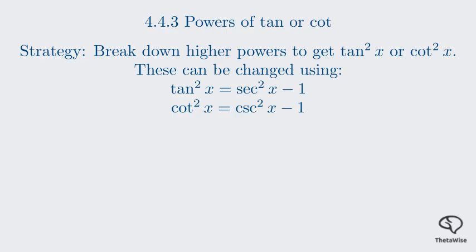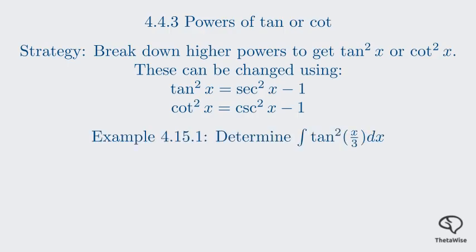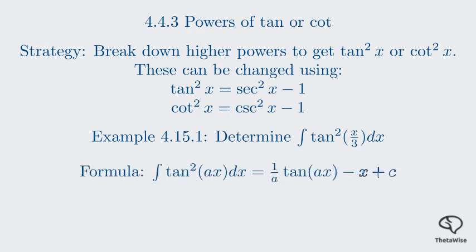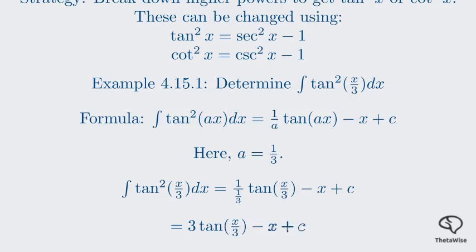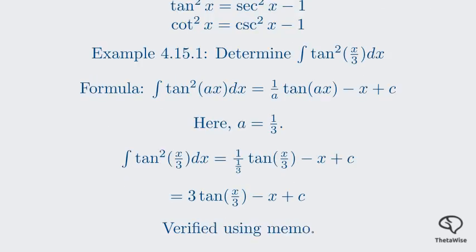Let's start with a simple one we've already seen, just to confirm the formula. We need to determine the integral of tangent squared of x over 3. From our first section, we derive the general formula for this. The formula is 1 over a times tangent ax minus x plus c. In our problem, a is 1/3. Substituting a equals 1/3 into the formula, we get 1 over 1/3 times tangent of x over 3 minus x. This simplifies to 3 tangent of x over 3 minus x plus c, verified using Memo.